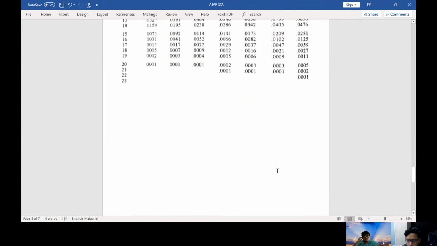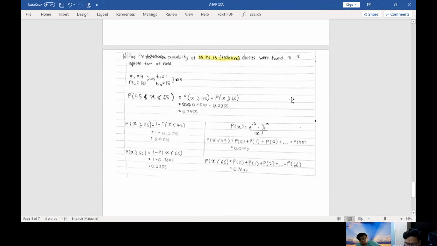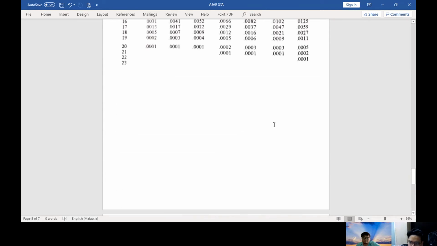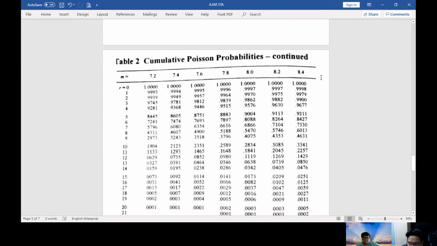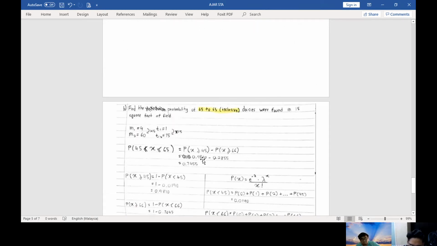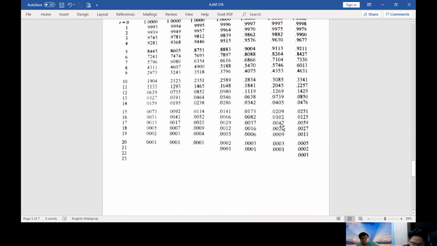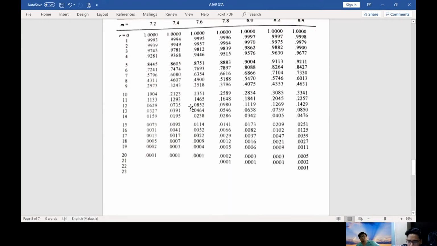Okay, so for question B, this one is for question B, my last question. Pay attention. This one is different because our statistical table only provides mean until 40. So here you have a mean more than 40. You need to find this value yourself, manually. You can find the method in the book.